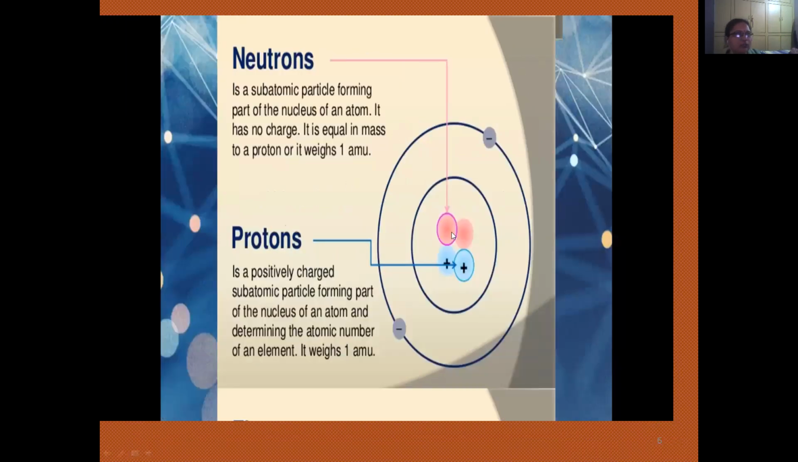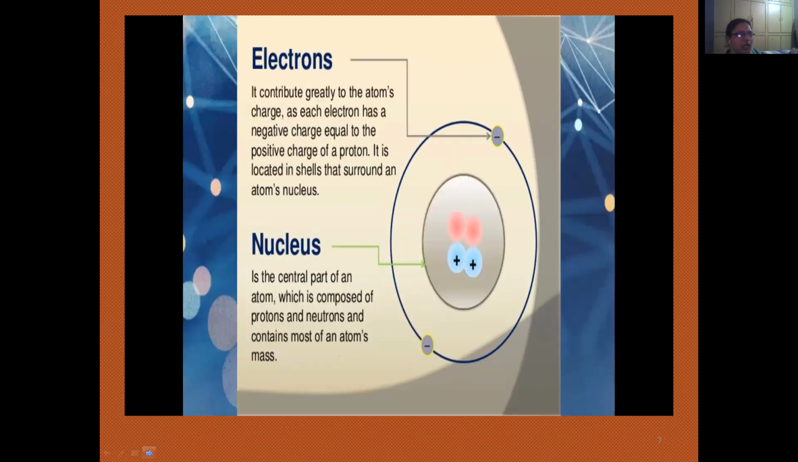This is the neutron, which you can see. Neutrons have neutral charge, or they have no charge at all. It is equal in mass to a proton, or weighs 1 amu. Then the proton is a positively charged subatomic particle forming a part of the nucleus of an atom and determines the atomic number of an element. It also weighs 1 amu. Then you have electrons and the nucleus.